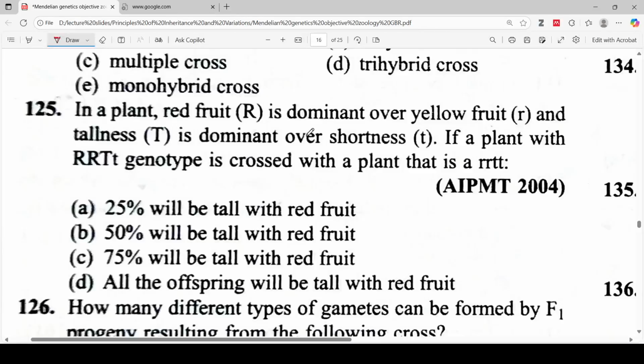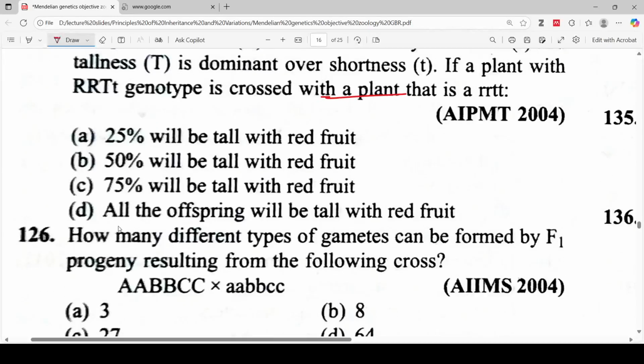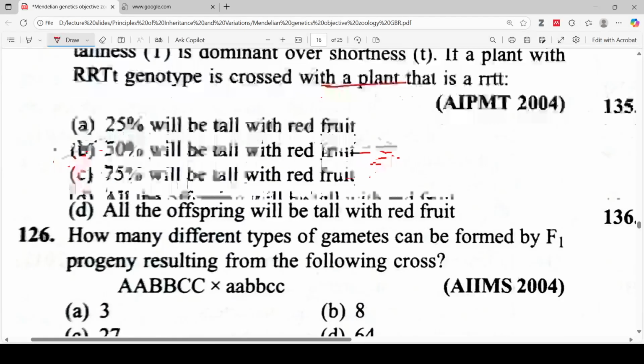In a plant, red fruit is dominant over yellow fruit and tallness is dominant over shortness. If a plant with the RrTt genotype is crossed with a plant that is rrtt, what will be the result? So the correct answer is option B, 50%.